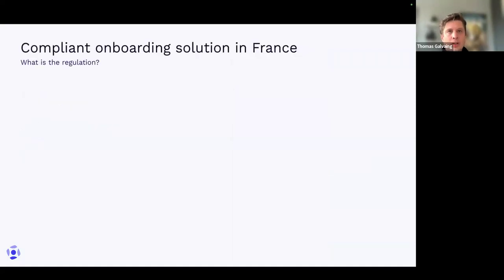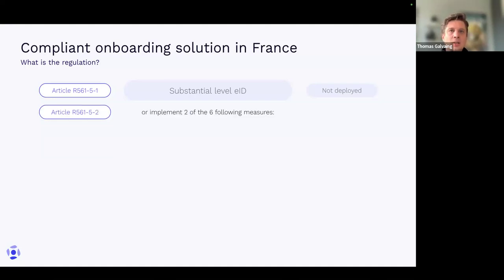Let's review the French financial regulation for remote customer onboarding. The related law in France is the CMF, Code Monétaire et Financier. What does it say? The first article allows onboarding customers by using an eID with a substantial level of assurance. The problem is that this type of identification means has not yet been broadly deployed. So we have to refer to another article to find a solution. The second article allows financial institutions to implement 2 of the following 6 measures.